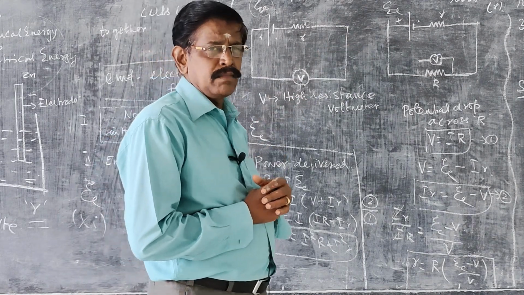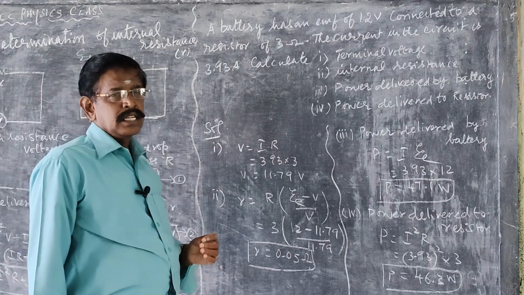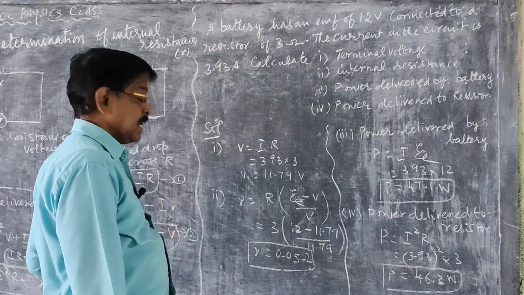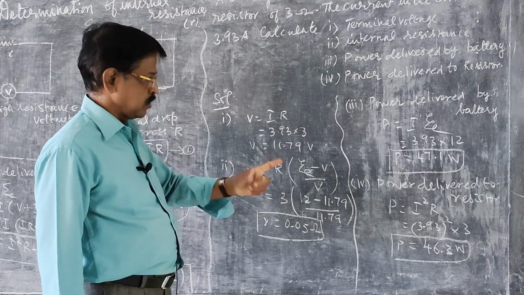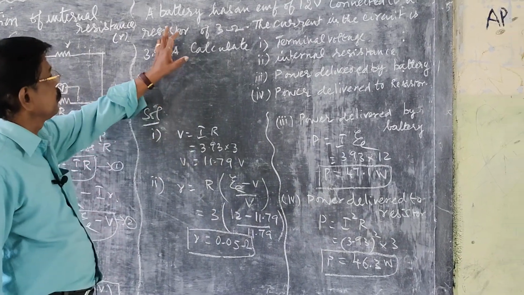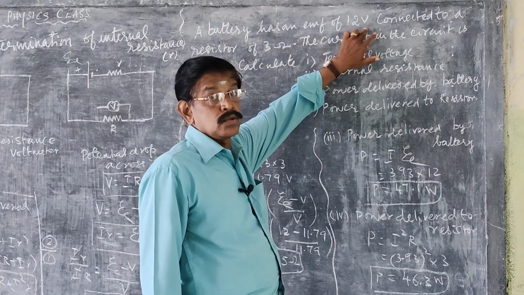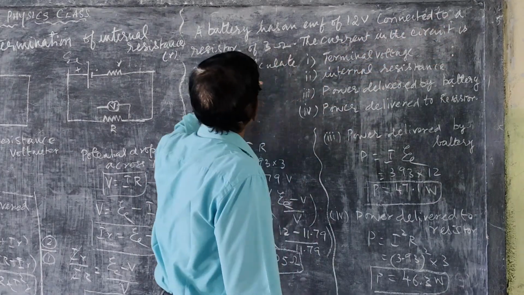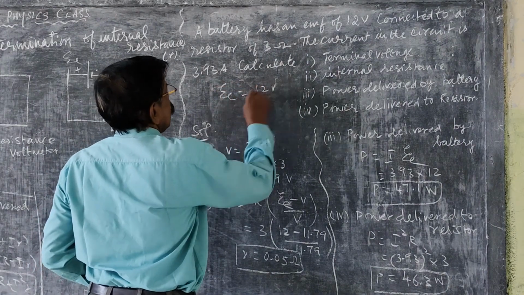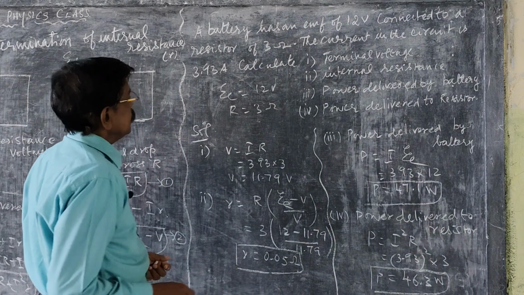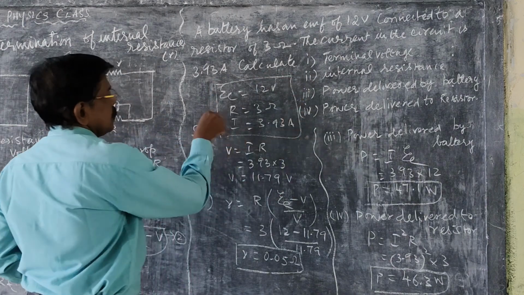Now let us see the problem based on the internal resistance formula. Small r equal to R into psi minus V by V. Okay, see the problem. A battery has an EMF of 12 volt, so psi equal to 12 volt, connected to a resistor of 3 ohm. Capital R equal to 3 ohm. The current in the circuit I equal to 3.93 amp.